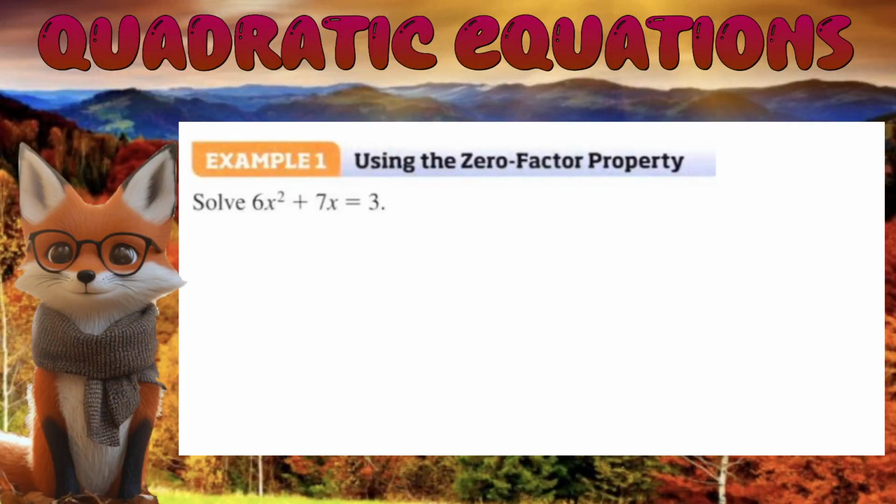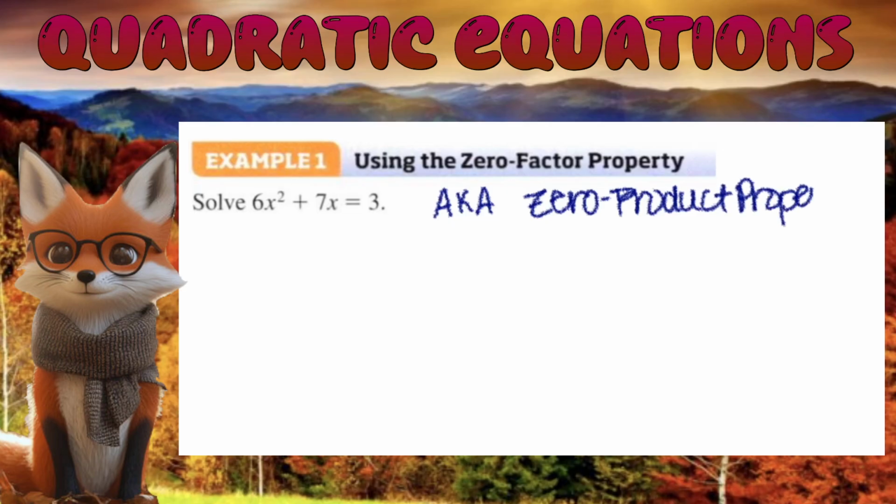Hey everybody, in this video we are starting section 4 in this chapter, and this section is quadratic equations. We're going to start off with a classic example using the zero factor property, which I will probably refer to as the zero product property, just because that's what I've been calling it. Different books and different authors call it different things, but it's the same thing. So if you hear either name, they're the same.